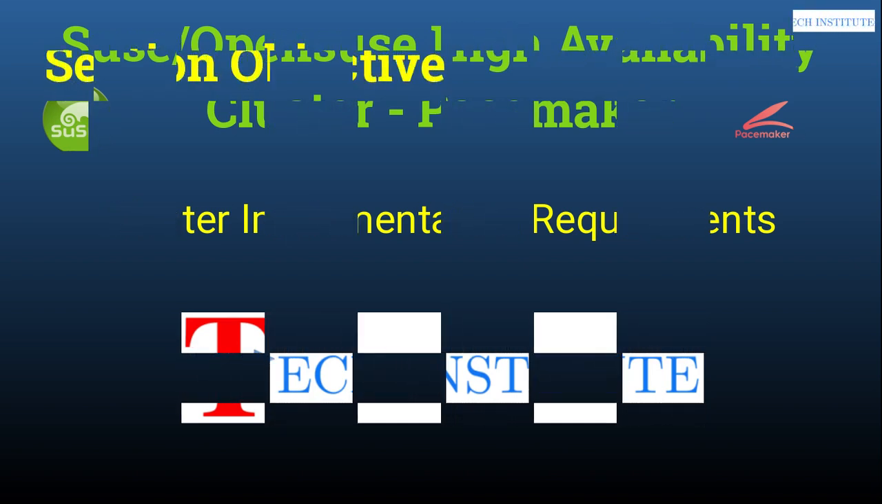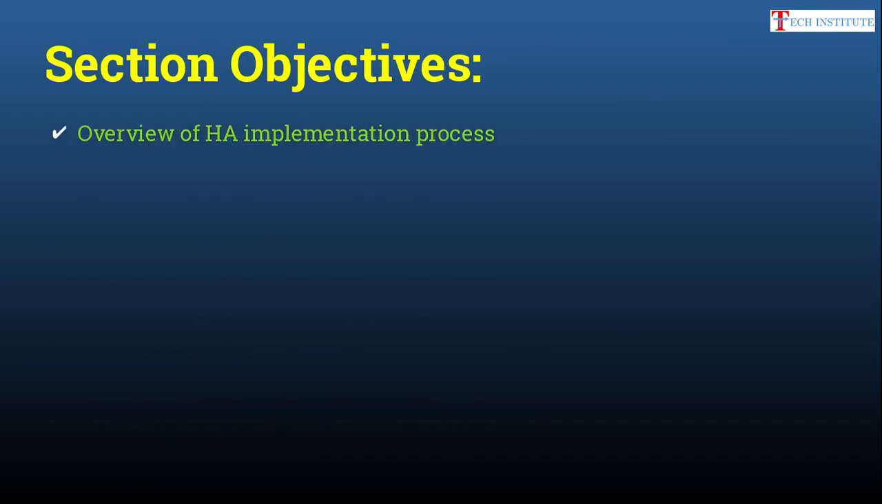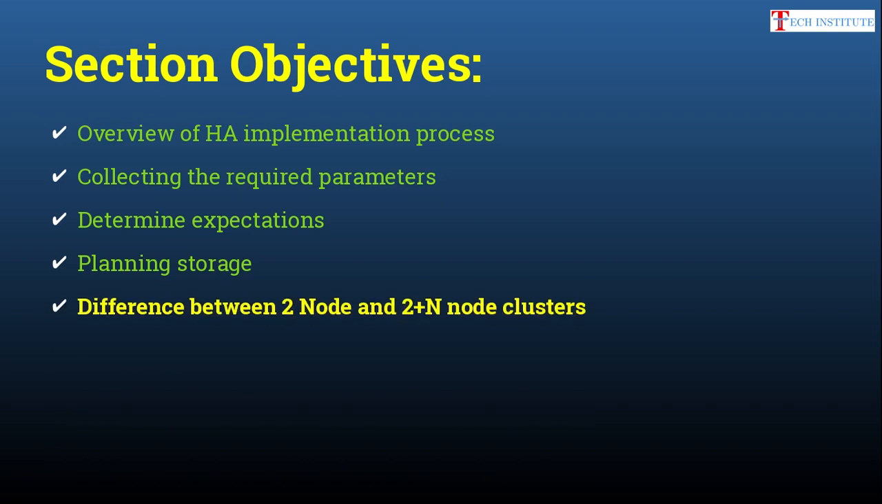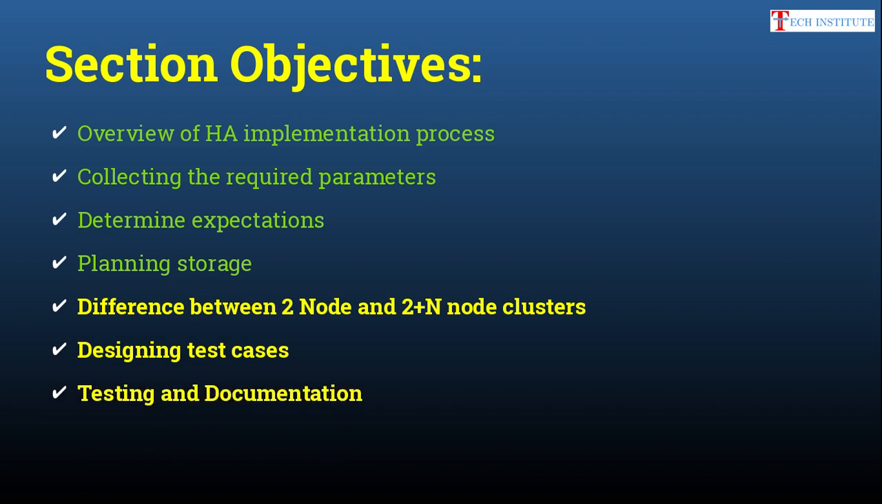So if you are following this tutorial, you know we have already completed the overview of the HA implementation process, then how you can collect the required parameters, then how you can determine the expectations, then how you can plan the storage. So in today's episode we will be talking about the difference between 2 node and 2 plus n node cluster, then how you can design the test cases for testing your cluster implementation, and how you can carry out the testing and documentation for this. So let's start with the difference between 2 node and 2 plus n node cluster.